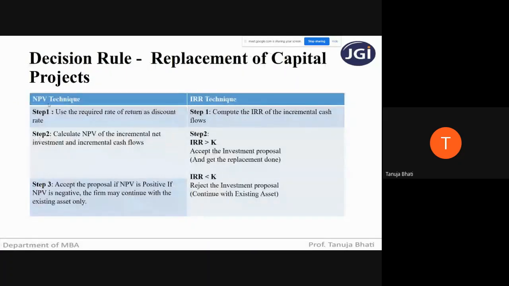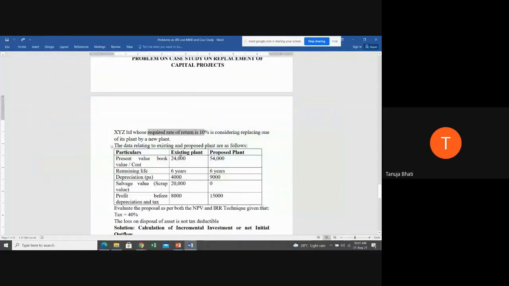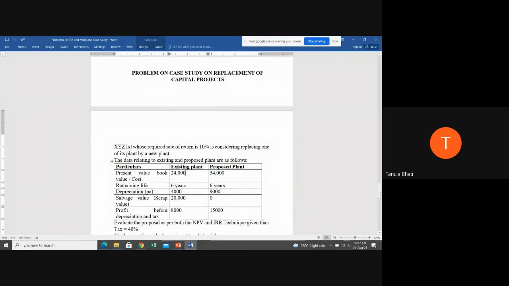Dear students, in the NPV technique, use the required rate of return as the discount rate. Next, calculate the NPV of incremental net investment and incremental cash flows. Incremental means only the excess. Now, let us first do the NPV technique. If the answer of NPV is positive, accept; if negative, reject.